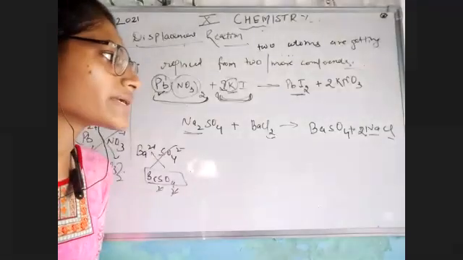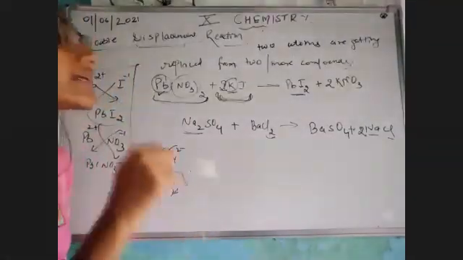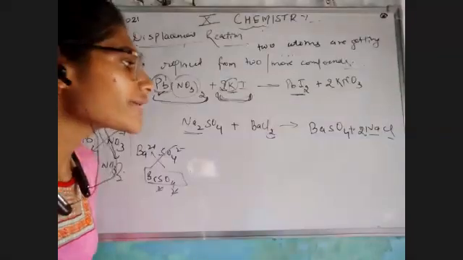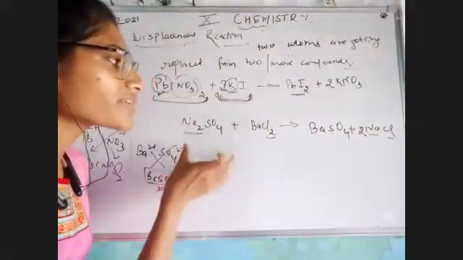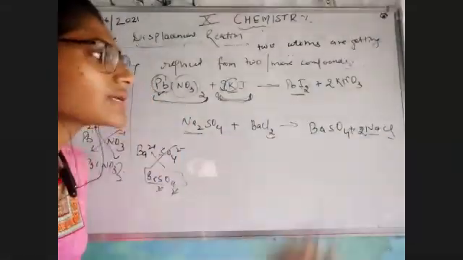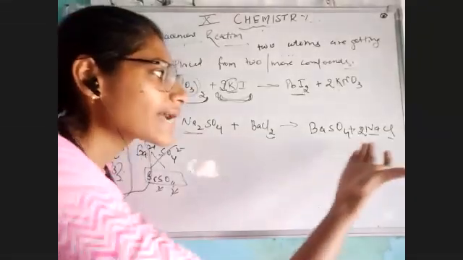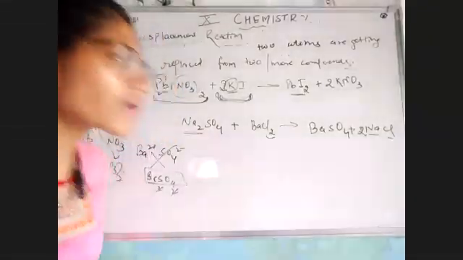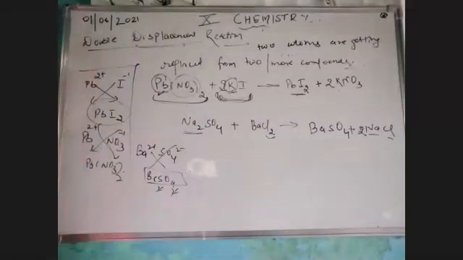Everything has been completed. So first of all, this is a double displacement reaction in which barium chloride and sodium sulfate, on reacting, make two different compounds, that is barium sulfate and sodium chloride. That is my first point.